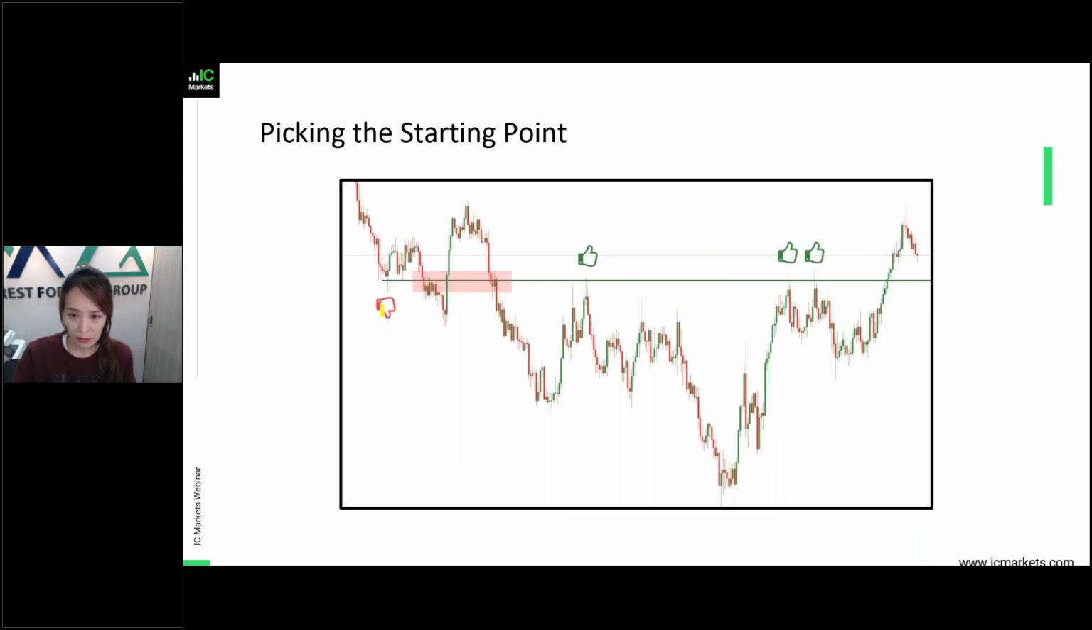This one again is not a good one. You cannot draw like that. You have to start from here all the way to here, and then when it breaks above, you wait for price to come down. It's a pullback resistance.